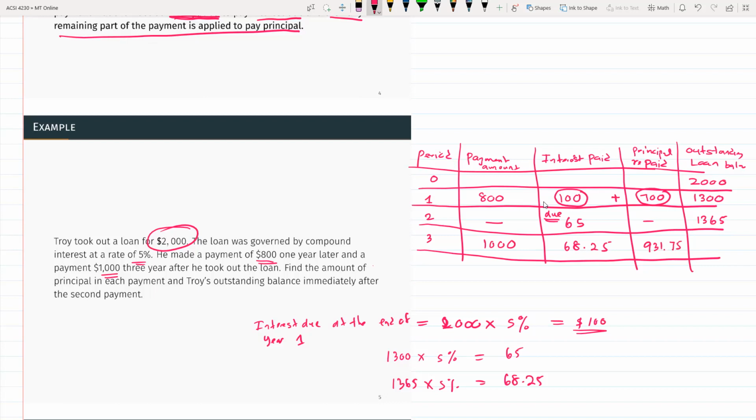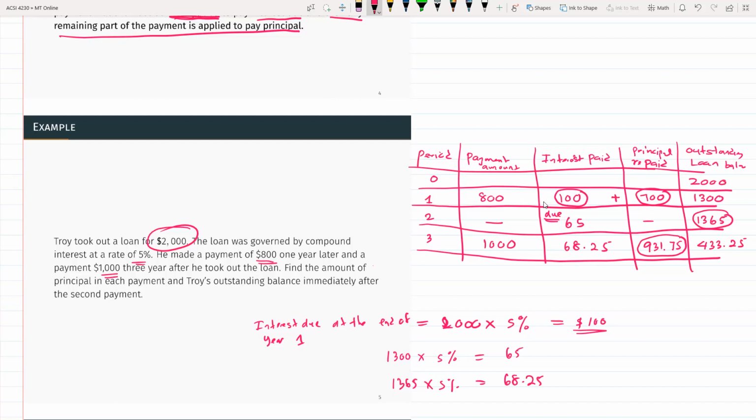So then what will be the remaining? You take 1,365 and subtract the principal repaid, and then you get the outstanding loan balance. So 1,365 minus 931.75 would be 433 and 25 cents.